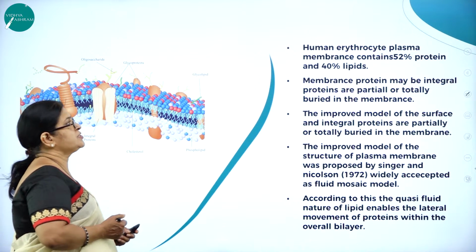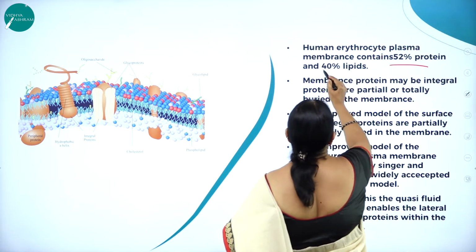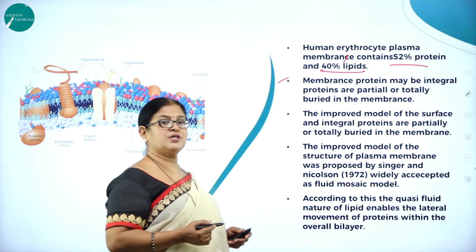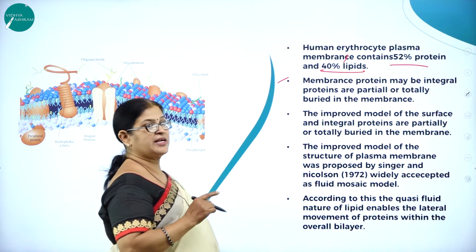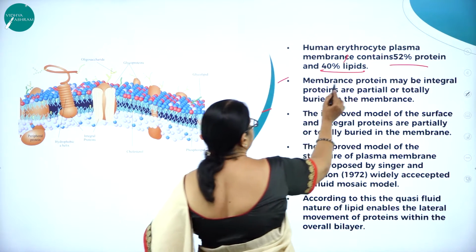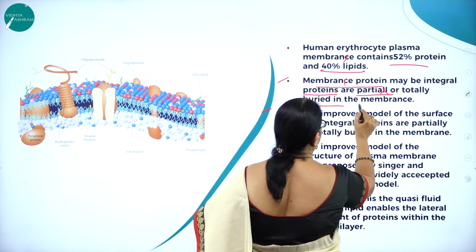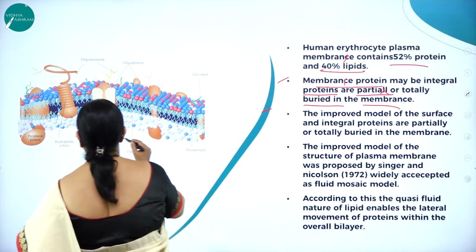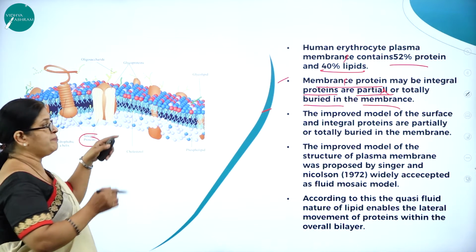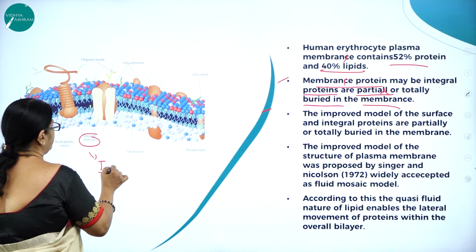Moving ahead, human erythrocyte plasma membrane contains 52% of protein and 40% of lipids. So when we come across human erythrocytes, the plasma membrane contains 52% of protein and 40% of lipids. Here membrane proteins may be integral proteins, partially or totally buried in the membrane. Here you can see the integral proteins. They are either partially or totally buried in the membrane. Both of these are integral proteins.